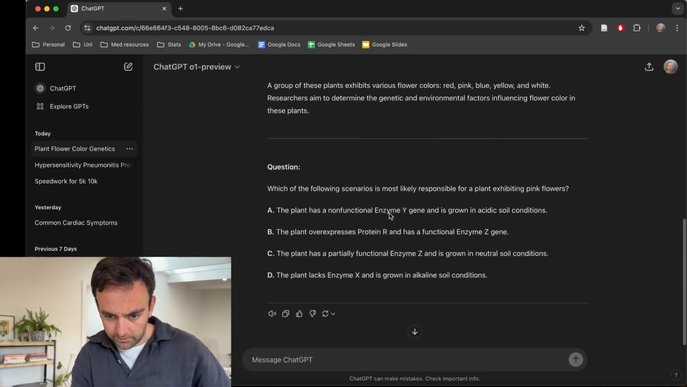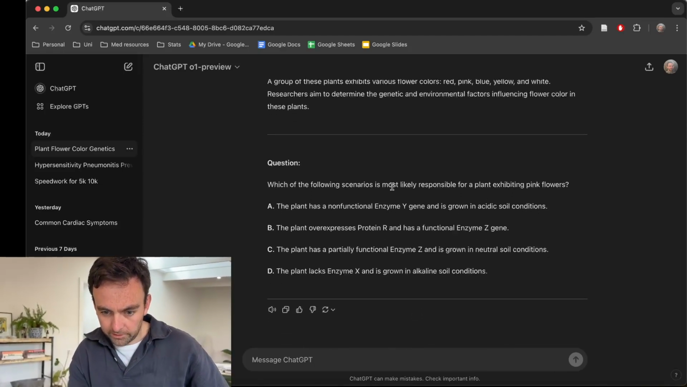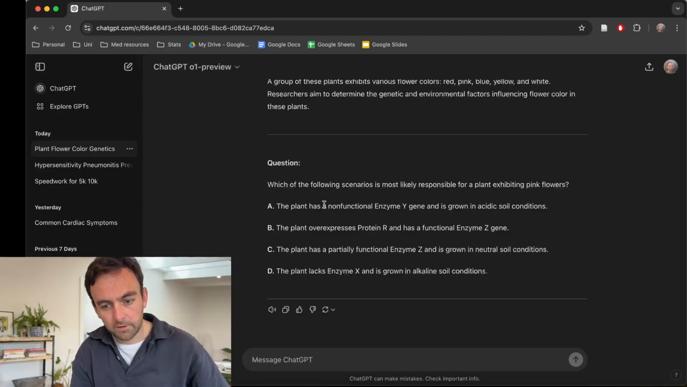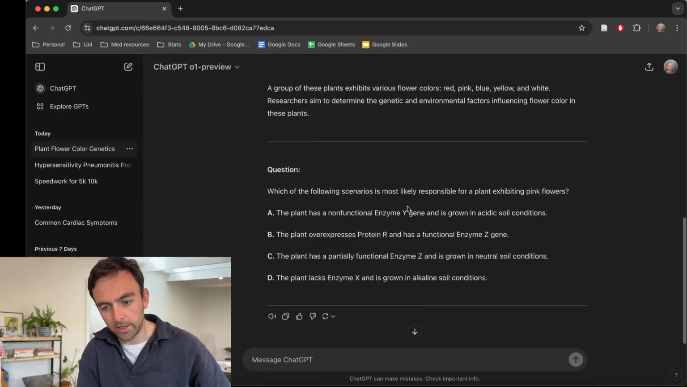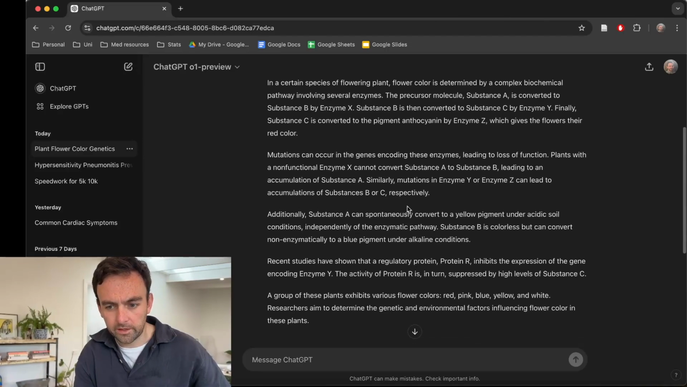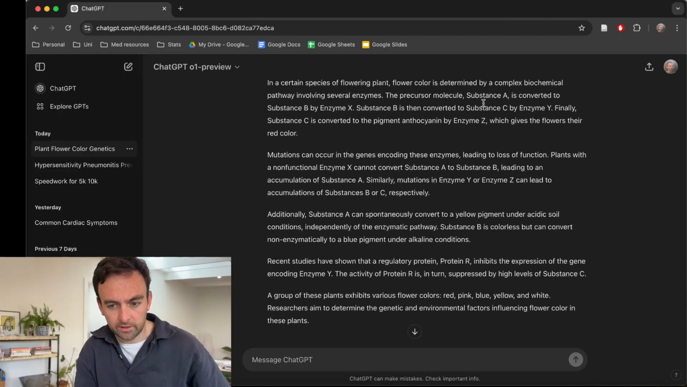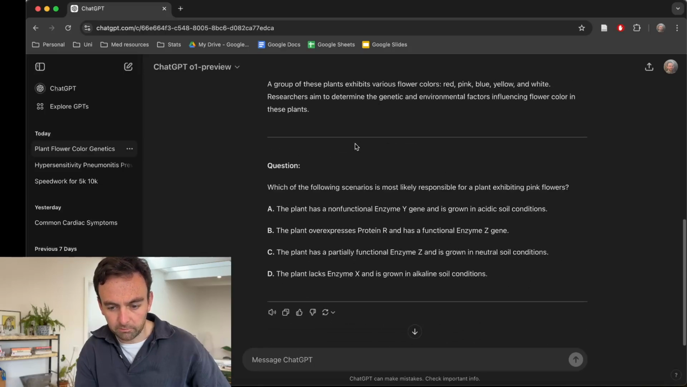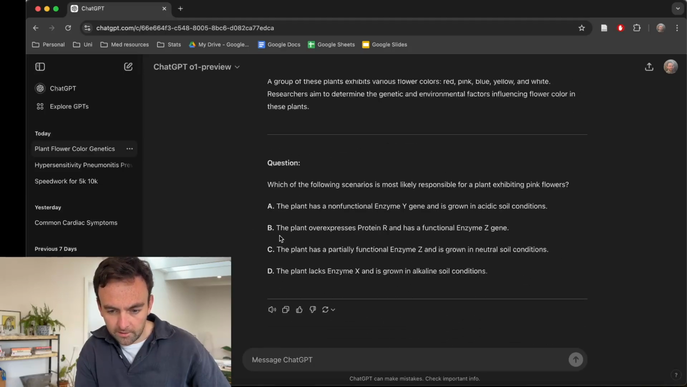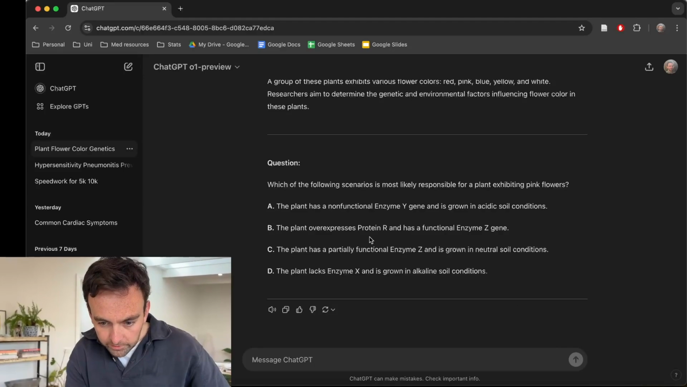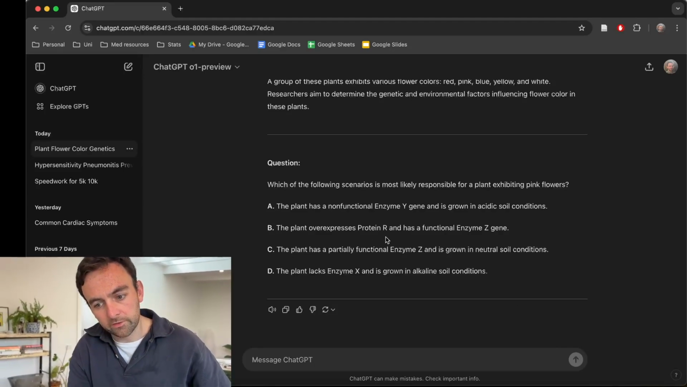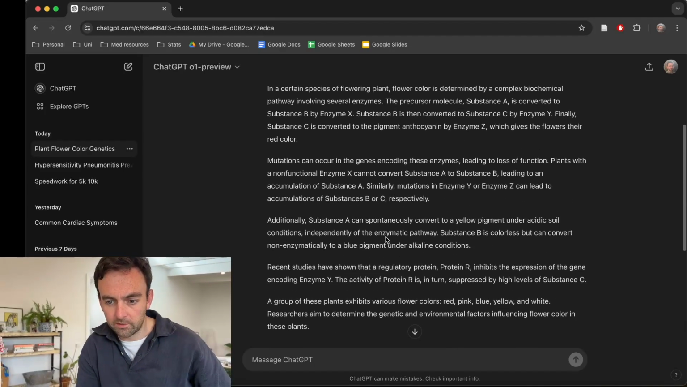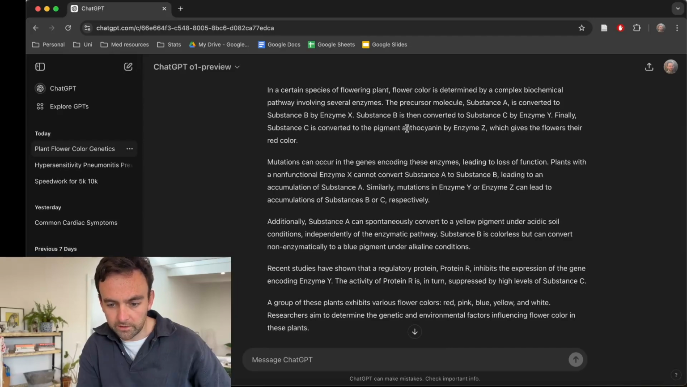So which of the following scenarios is most likely responsible for a plant exhibiting pink flowers? If it had a non-functional enzyme Y, I think that means you couldn't get substance C, which I think you're going to need for red. So I don't think it's A. The plant overexpresses protein R and has a functional enzyme Z. So if you have Z, you're going to get red, which is the anthocyanin.